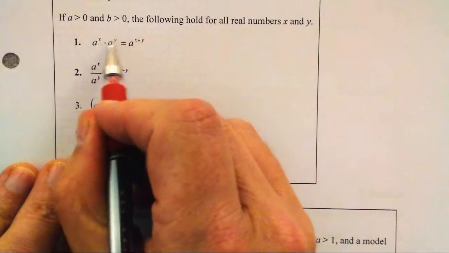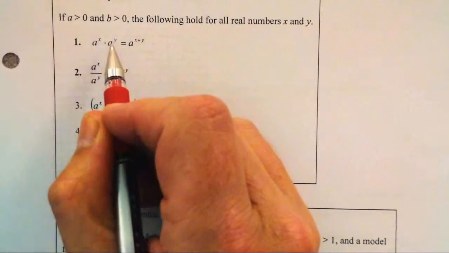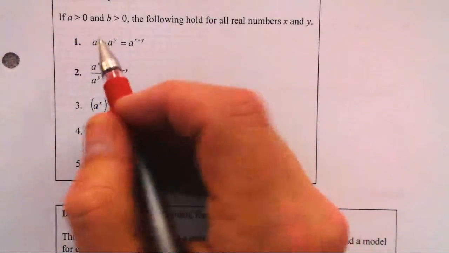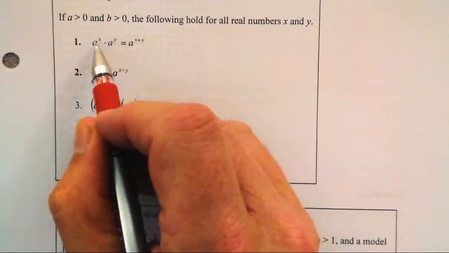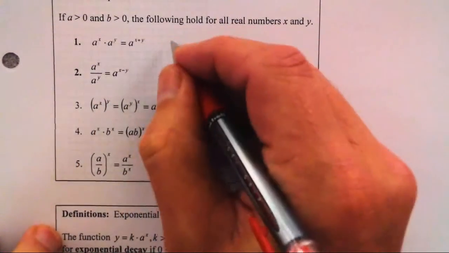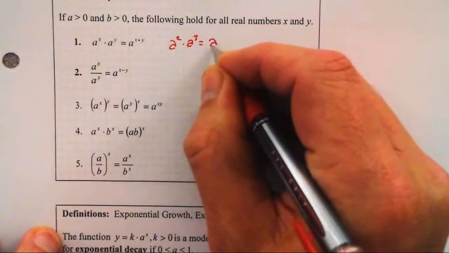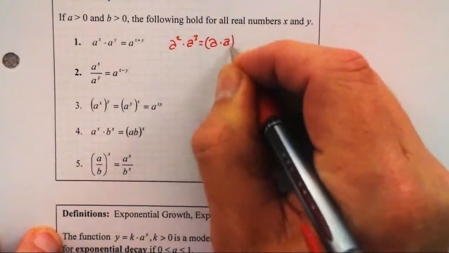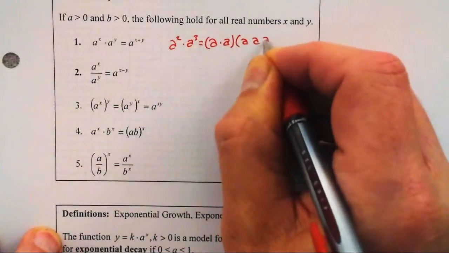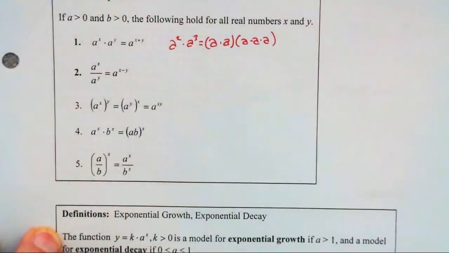Oh, I forget. Do I multiply x and y? Sometimes I memorized it, and when I memorize things, I forget. So sometimes I add them, sometimes I multiply them. Well, if you were just to write a to the second times a to the third, you could rewrite that as a times a times a times a times a, and clearly that is a to the fifth, so we know our rule.